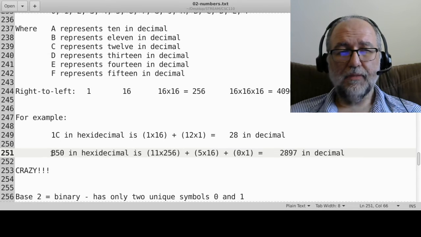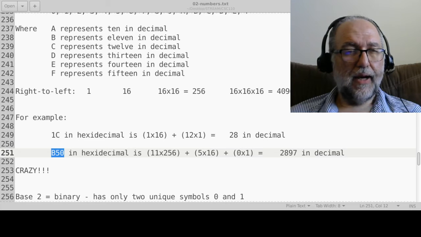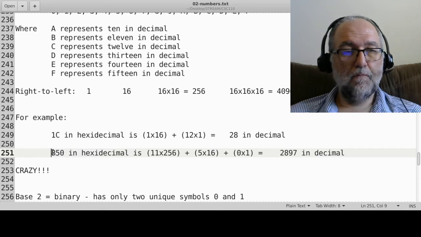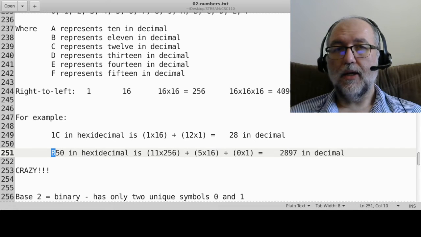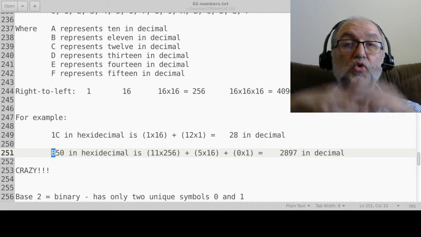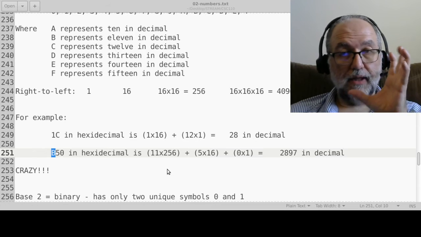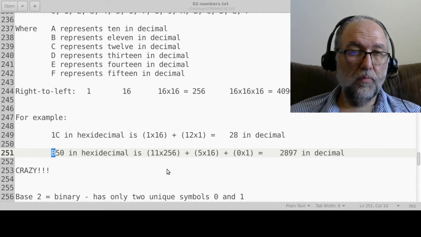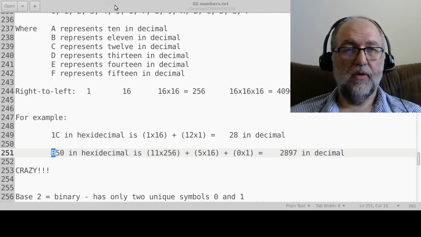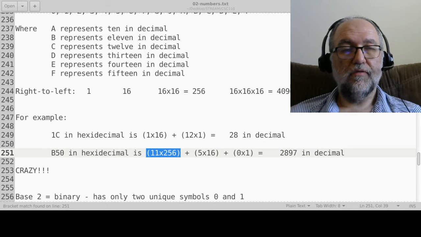So the number we're looking at is B50. Okay, B50. You say, how do I interpret that number? Well, I have to tell you it's hexadecimal. So B50 in hexadecimal. What is that? Well, that B, what column is that B in? That B is in the third column, and the third column represents 256. So we have 11. B is 11. So we have 11 groupings of 256, or 11 times 256. That takes care of the B.